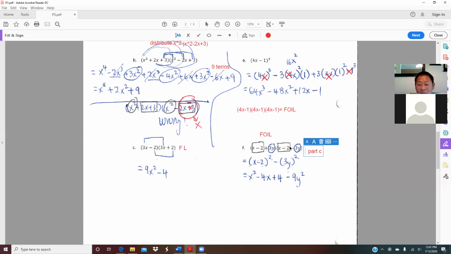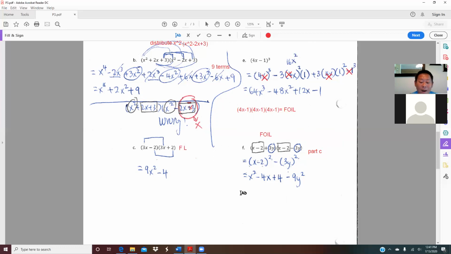So when you do the first, you do x minus 2 times x minus 2, which is x minus 2 squared, and the last is positive 3y times negative 3y, you get negative 3y squared, and then you just FOIL this follow up, and that will be your answer.